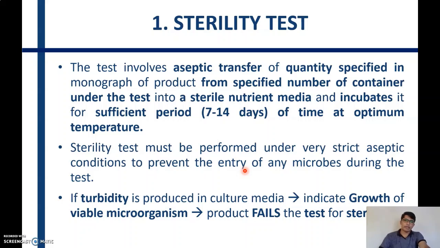So what is the test? Usually the test involves aseptic transfer of a quantity specified in the monograph, like the Indian Pharmacopoeia, USP or BP, from a specified number of containers of the batch. This depends on the number of containers in the batch, and we have to transfer the specified quantity from the specified number into a sterile nutrient medium which is specified in the monograph, and then we incubate for a sufficient period, usually 7 to 14 days, at the optimum temperature required for the growth of microorganisms.